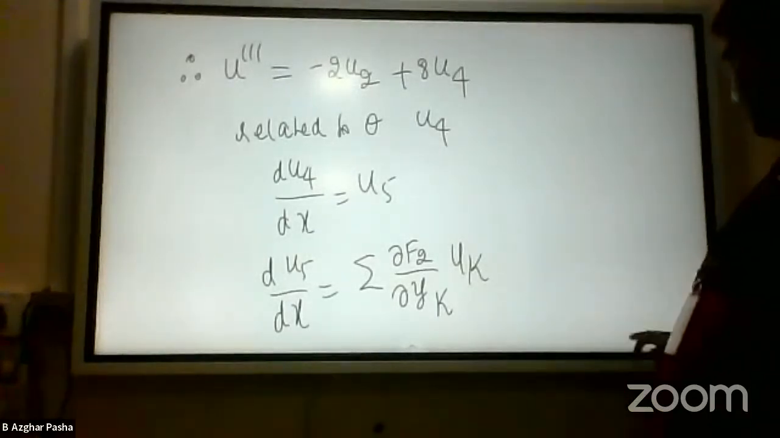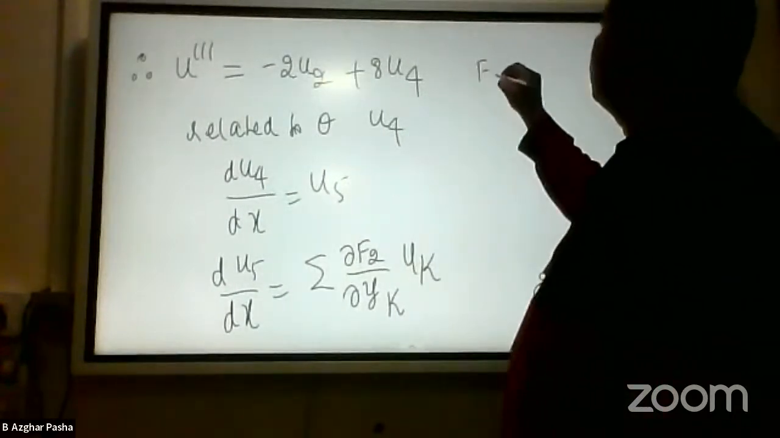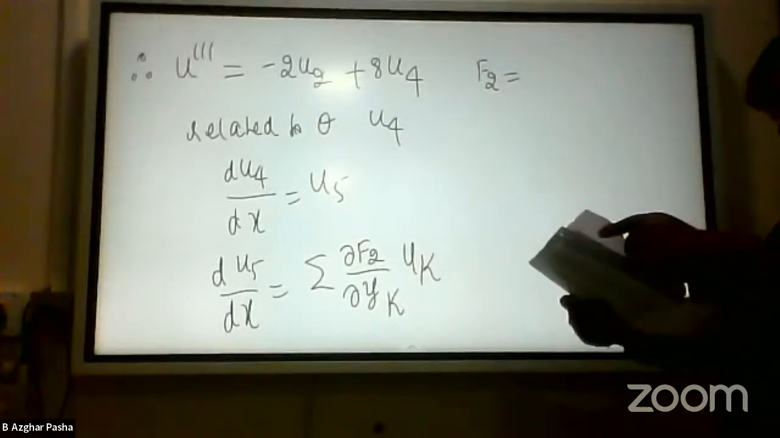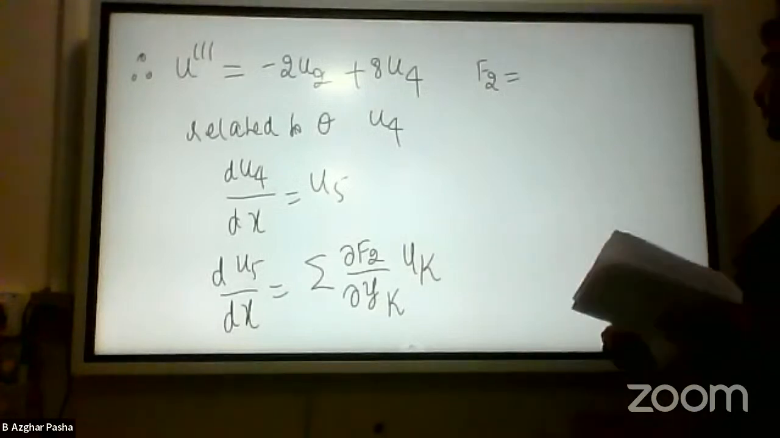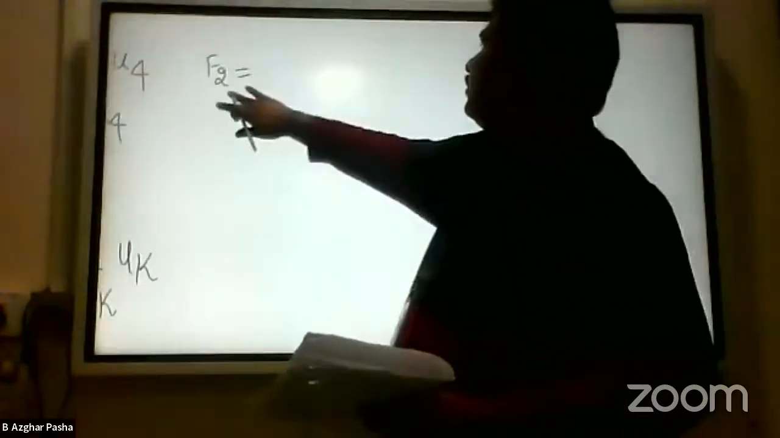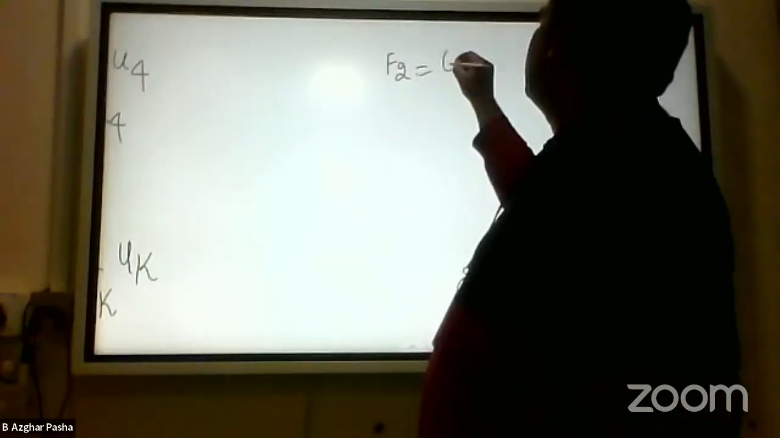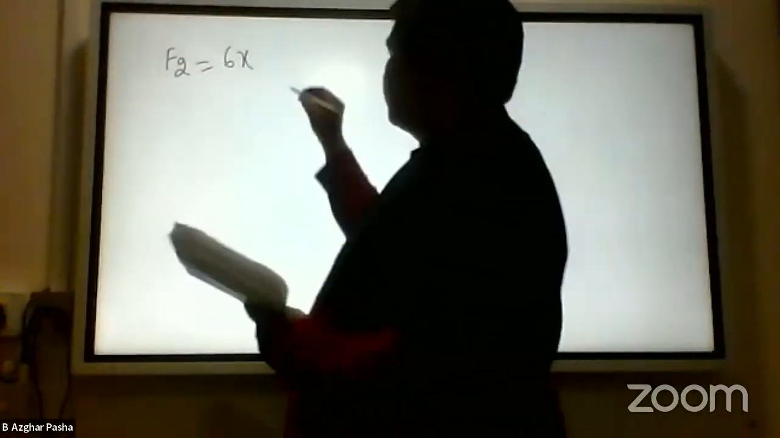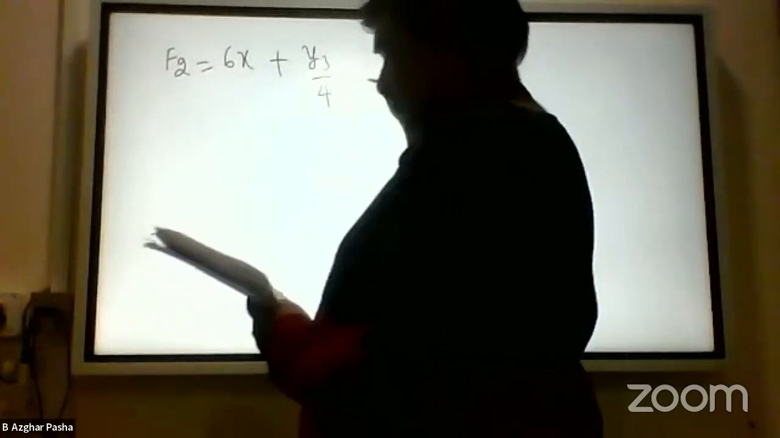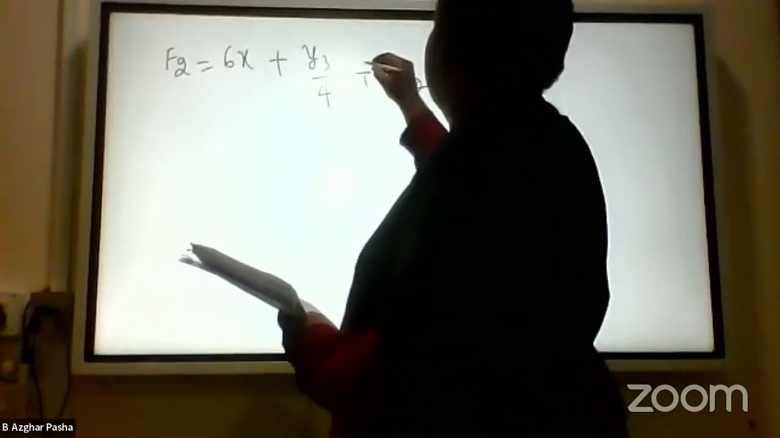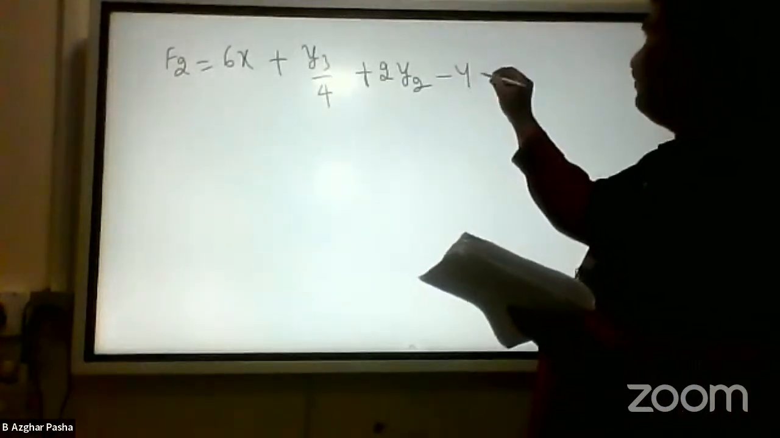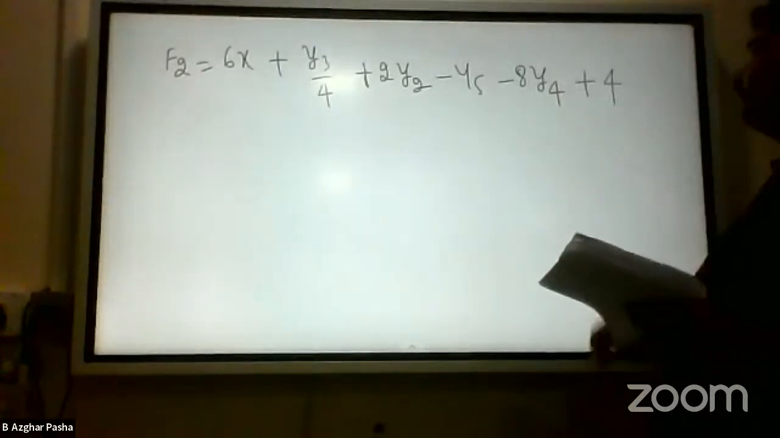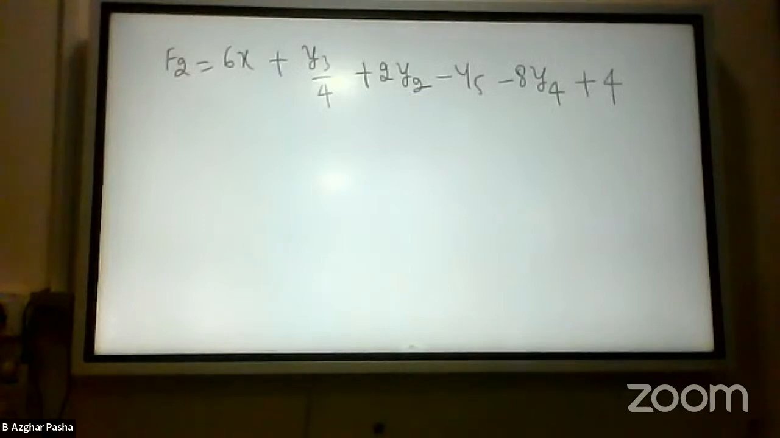Same thing, where f2 is equal to 6x plus y3 by 4 plus 2y2 minus y5 minus 8y4 plus 4. This is f2.